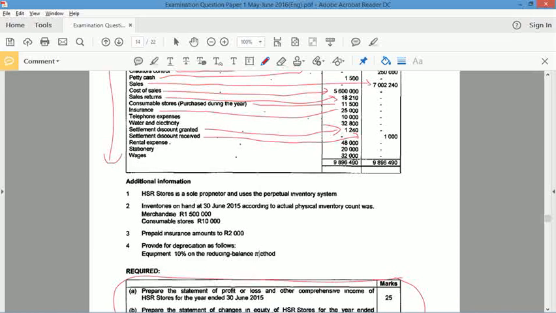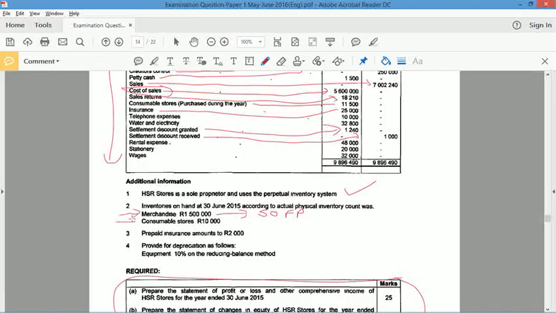Number one says HR uses the perpetual inventory system. We already knew that because I saw cost of sales. When I see cost of sales, I know this is perpetual. If I saw purchases, then I would know this was periodic. So number one is just great. Thank you for telling us that. Number two, inventories on hand at 30 June according to the actual physical count. Here you're counting stock. Merchandise is inventory. That would have been your closing stock, which would be disclosed in the statement of financial position. That's not going to affect the statement of profit and loss and other comprehensive income.